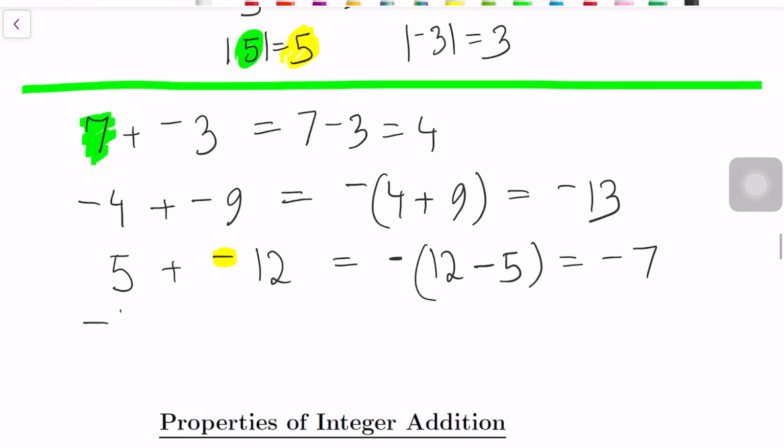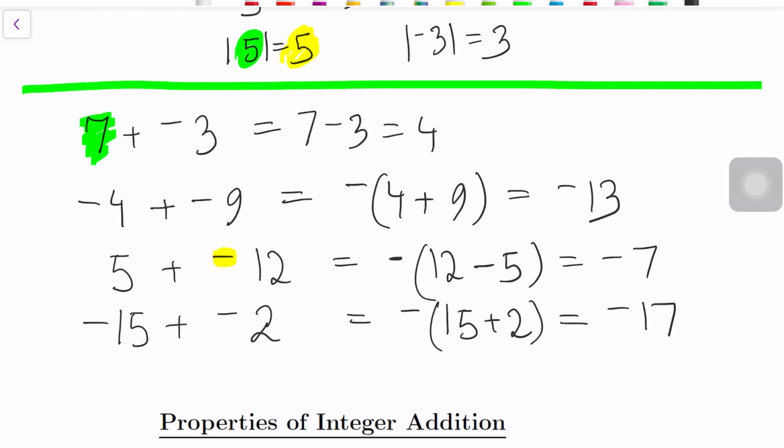And let's say negative 15 plus negative 2. Both numbers have the same signs, so I'm really adding their absolute values and keeping the sign both numbers had, so negative 17.